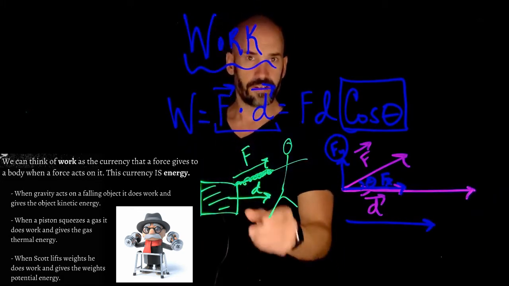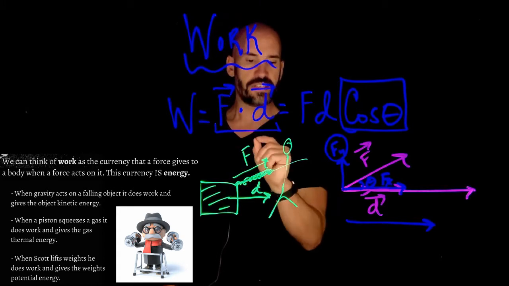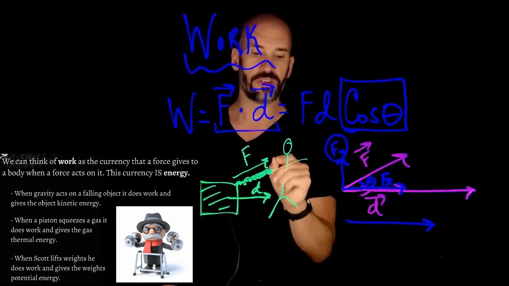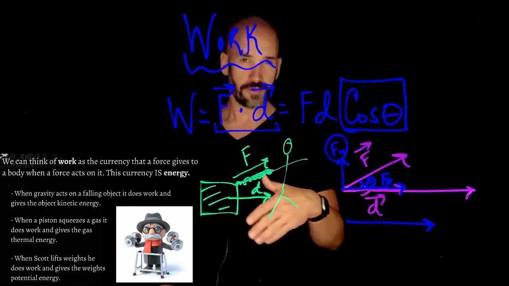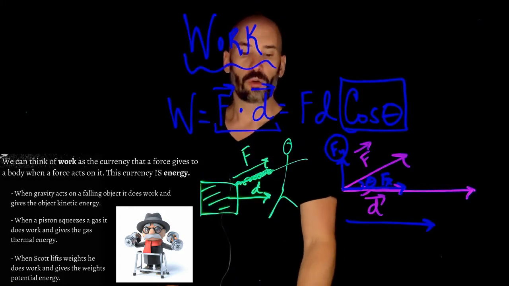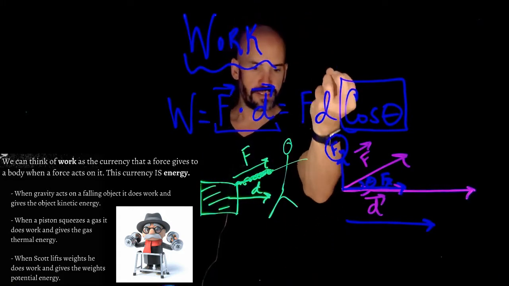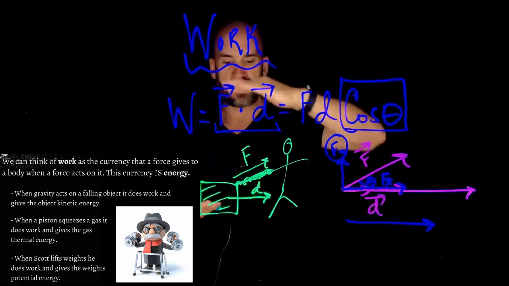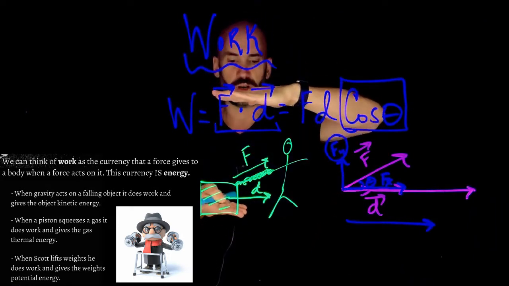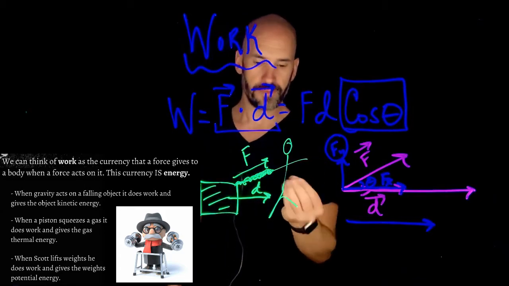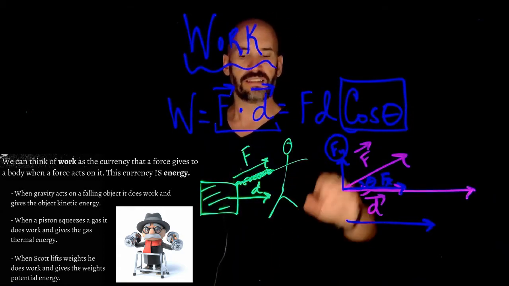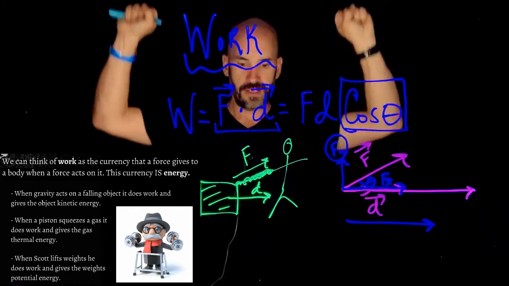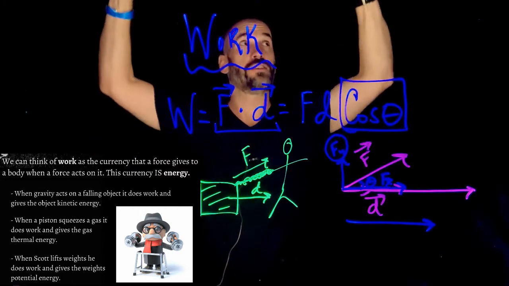We can think of work, if you go to the next slide, as the currency that a force gives to a body when a force acts on it. This currency is called energy. When gravity acts on a falling object, it does work and gives the object kinetic energy. Okay? When a piston squeezes a gas, it does work and gives the gas thermal energy. Okay? When Scott lifts weights, he does work and he gives the weights potential energy.